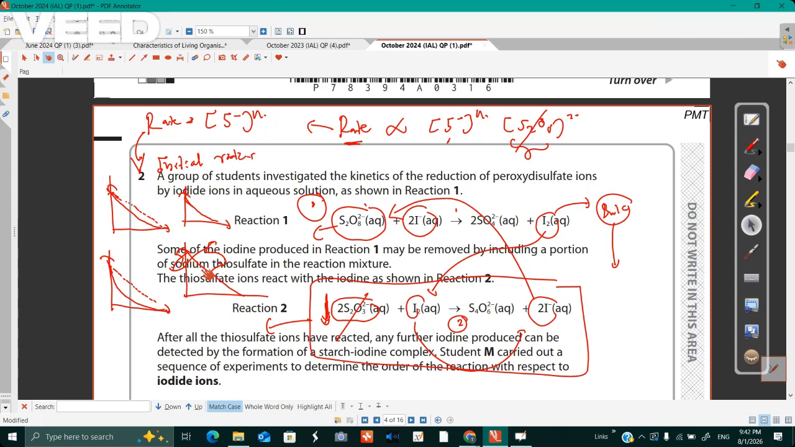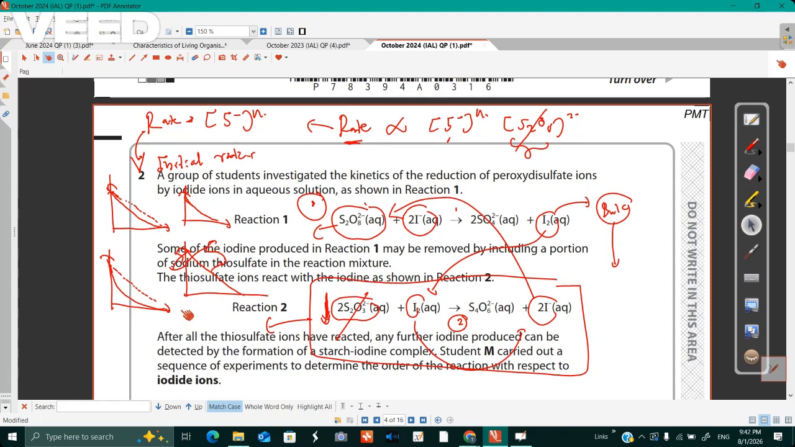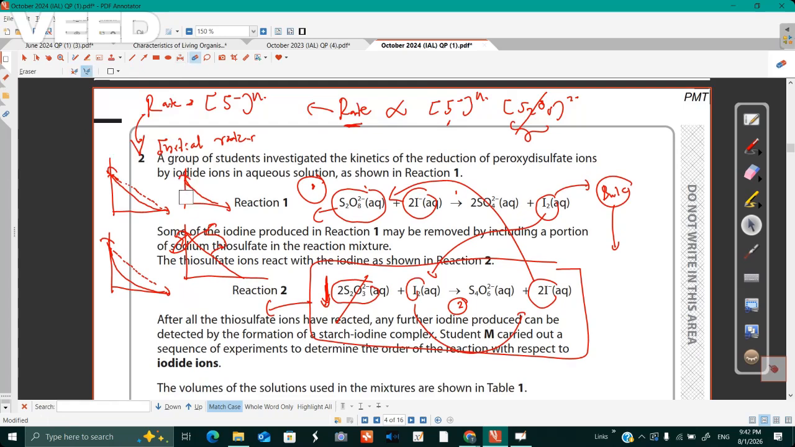Average rate and the initial rate is the same. That assumption is, to a certain extent, okay. You don't need to know this at this level.